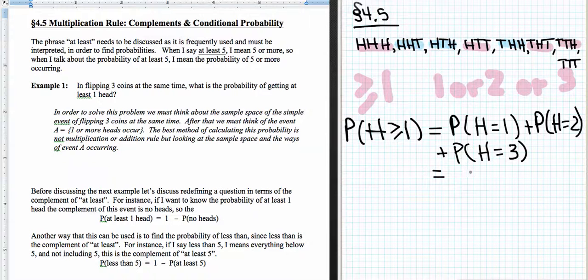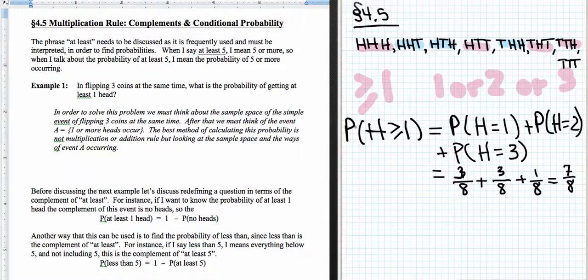So the 1 head example: there are 3 possibilities where we have 1 head, so that would be 3 out of 8. Plus the 2 heads, which we talked about before: there are 3 out of 8 there. And then the last one, where there's all heads, is only 1 out of 8. And so we could find it that way. That would be 6 plus 1, which is 7 eighths.